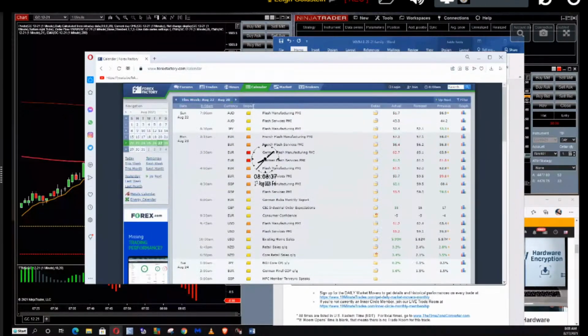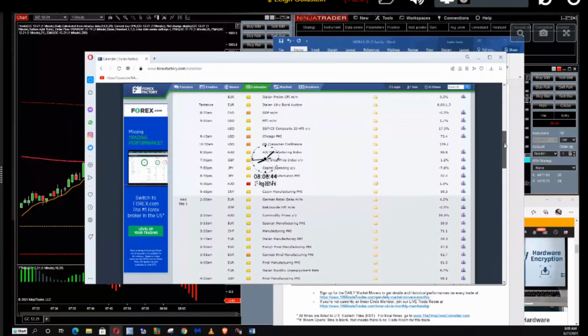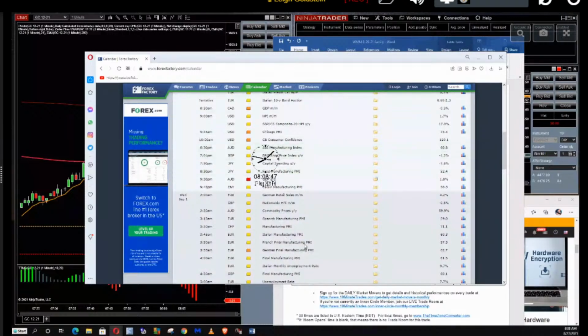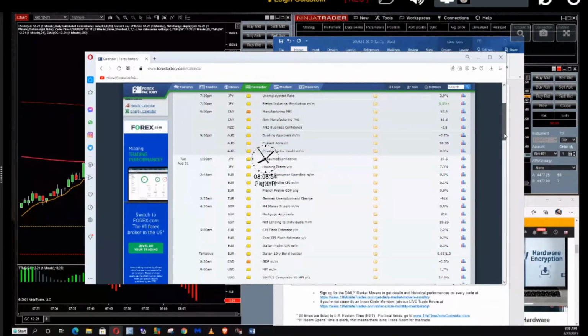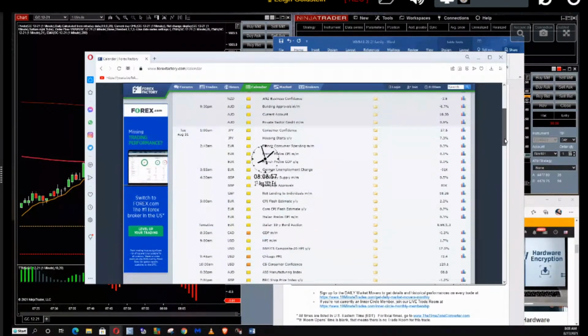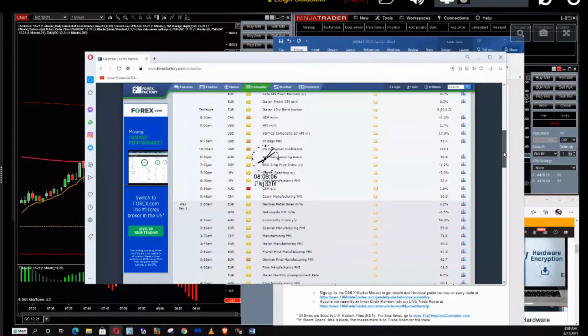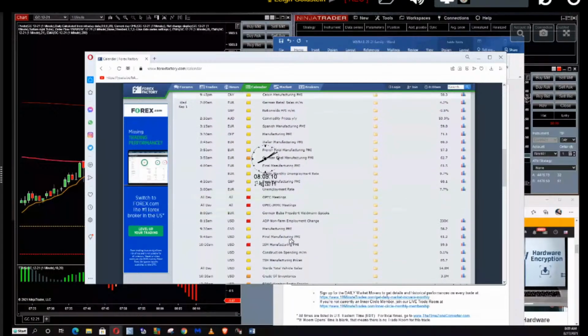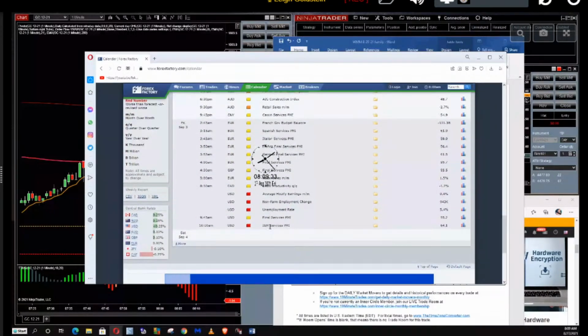Just have to remember to hit the arrow so you get the next week. And then Wednesday, we've got ISM. Today is the 27th. Chicago PMI. ADP. See, ISM manufacturing, final manufacturing. All right. And then Friday, it used to be called ISM non-manufacturing. Now it's called ISM services and final services.